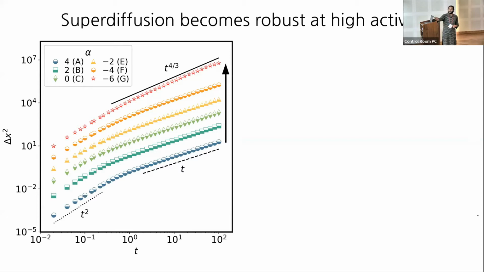And you see that for friction and for mild levels of activity, you have your classic ballistic to diffusive transition, so T square to T. But at very high levels of activity, you get a very robust regime of anomalous diffusion almost over 2 decades in time. So clearly there is super diffusion in the system. The question is, what is causing it?